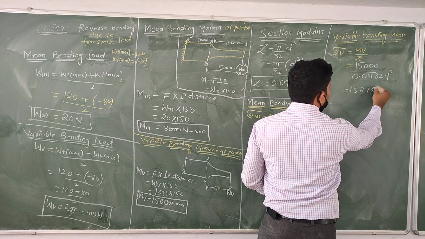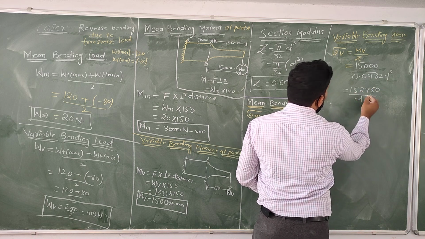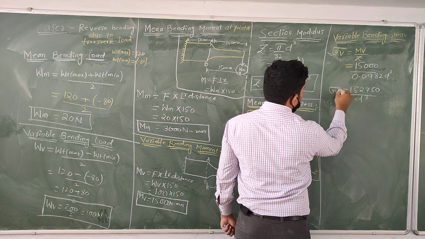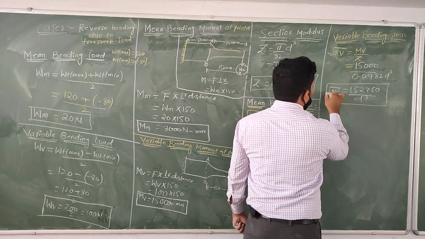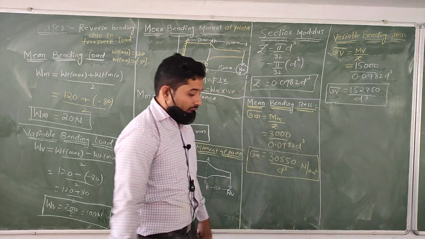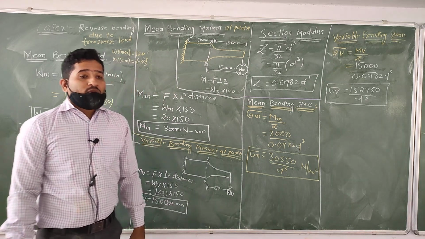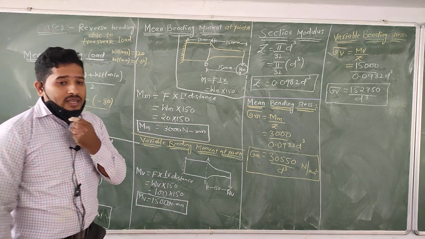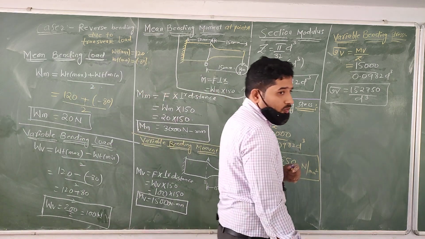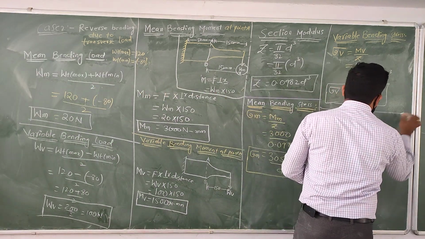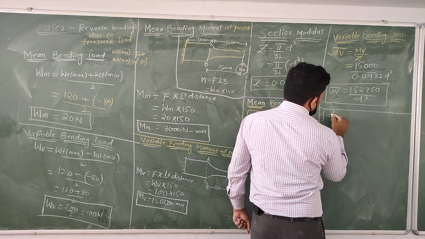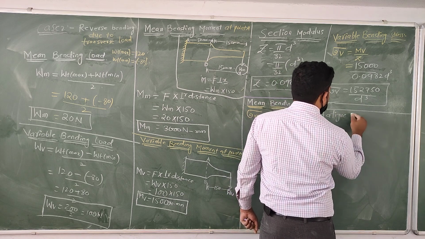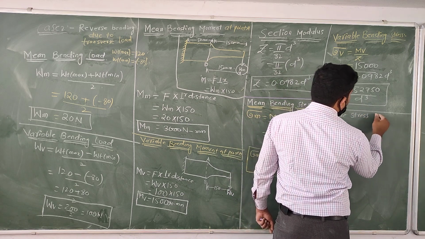15250, by d cube. That is the value of variable bending stress. Once you have the variable bending stress, again you need to find out the fatigue stress concentration factor. Which formula do we have to use? Fatigue stress concentration factor, you need to find out.